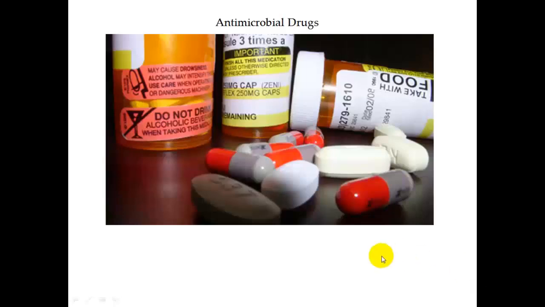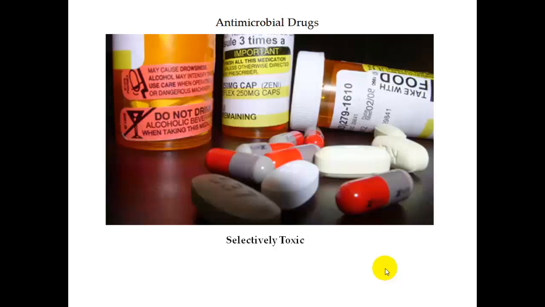Here we're going to talk about medications that are used to treat infectious disease. Basically what we'll do is take a look at different classes of antimicrobial drugs, and we'll talk about how those drugs work. One thing that all of these antimicrobial drugs have in common, at least to some extent, is that they all exhibit something called selective toxicity.